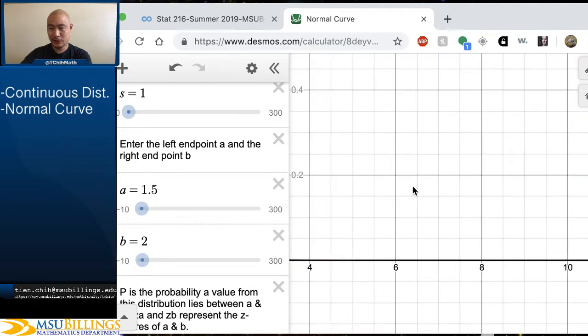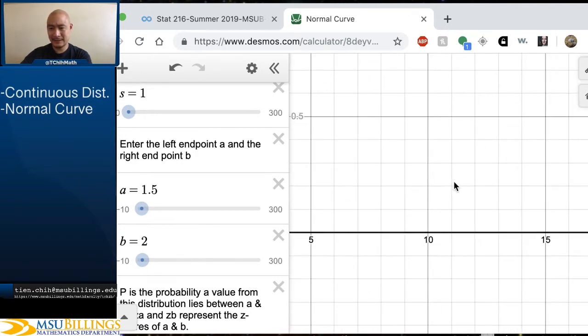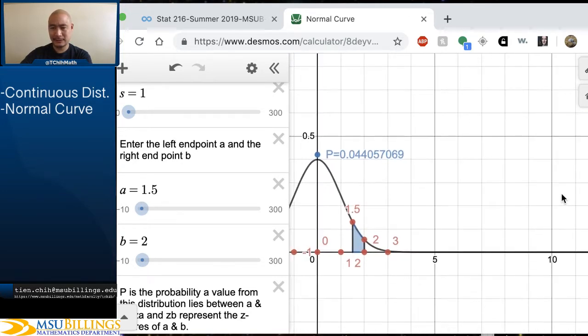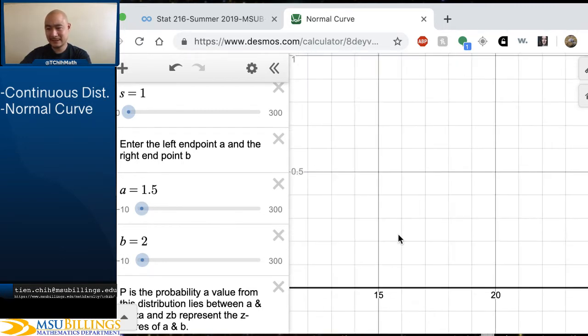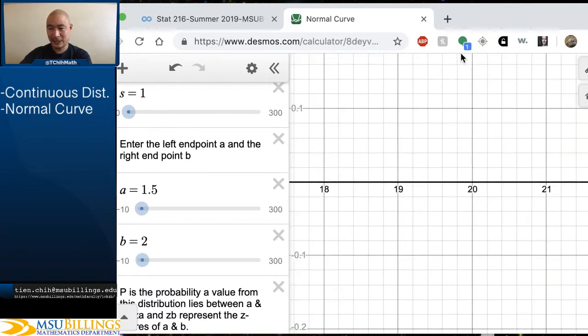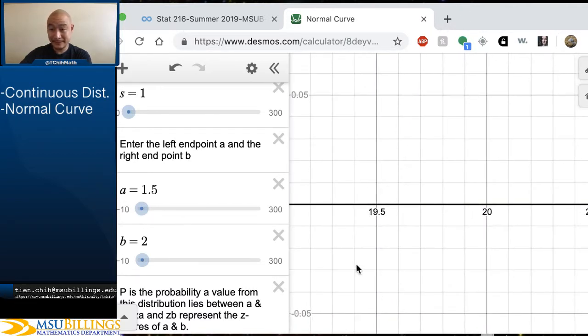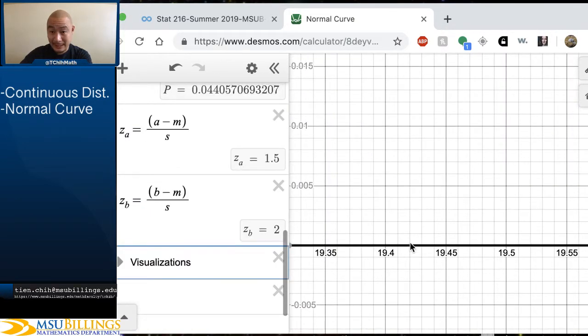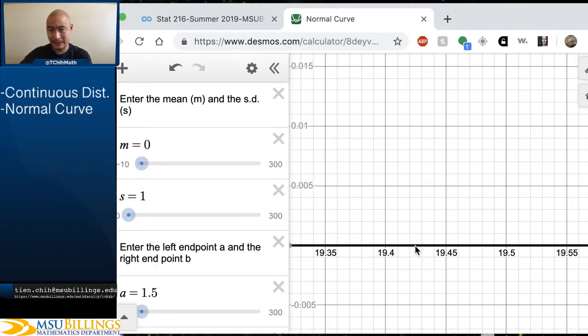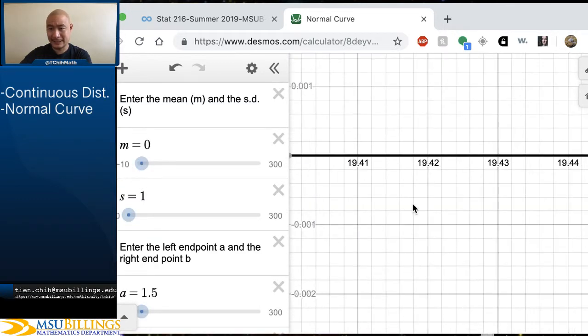But we should note something: it seems like it's only between a little bit less than -3 and a little bit more than 3 that this thing has any significant value at all. Way out here, if I try to zoom in, I can't even see the curve at this point, right? And this is not very high on the side here.